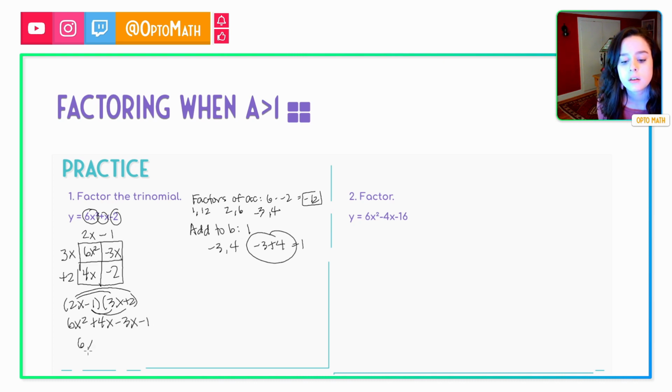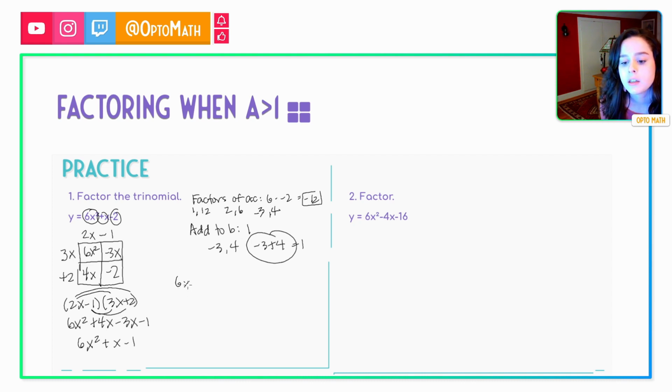So we can add those like terms, the 4x and the negative 3x, and that's our plus x minus 1. And now we're back to our original quadratic. And that's good because that means that we've done it correctly. Okay, so let me show you if we didn't do the Punnett square, here's what we would do.